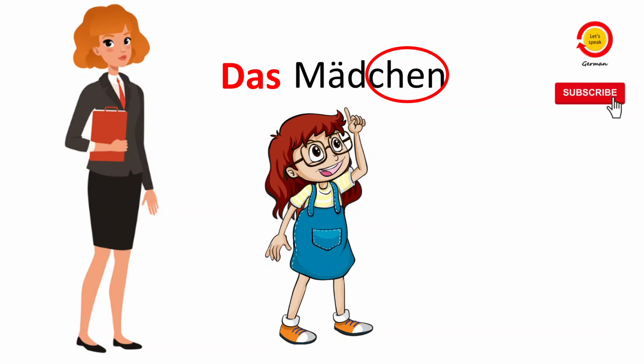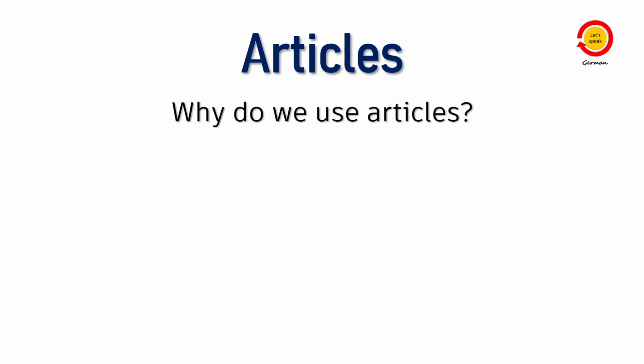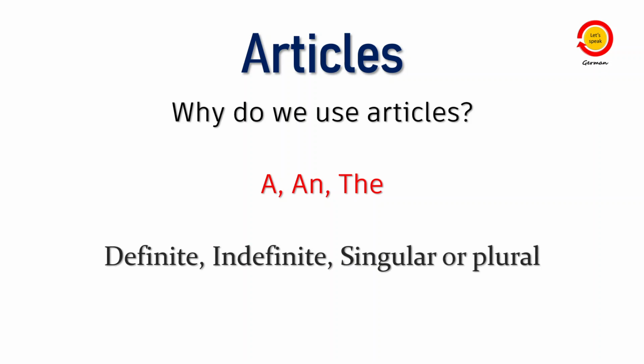Coming back to today's topic, the articles. First of all, why do we use articles? In English, as we know, there are three articles: a, an, and the. Articles are the words placed in front of a noun to define its characteristics, like whether the noun is definite, indefinite, singular, or plural.